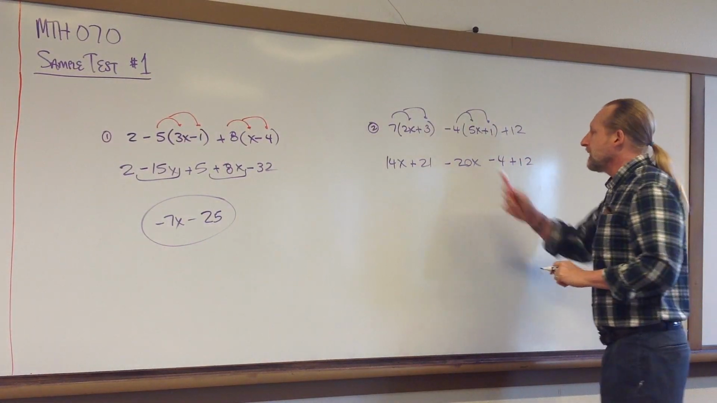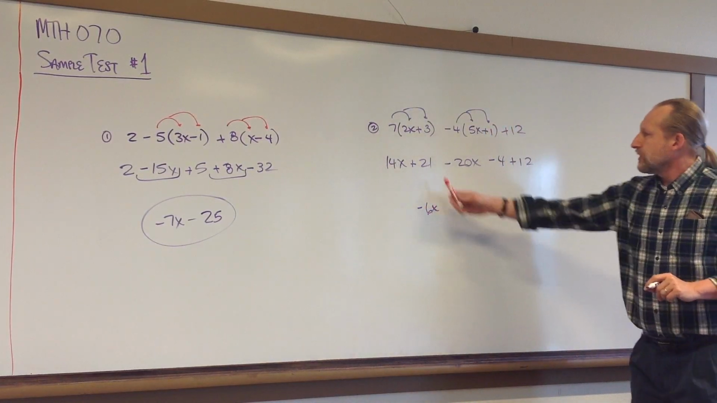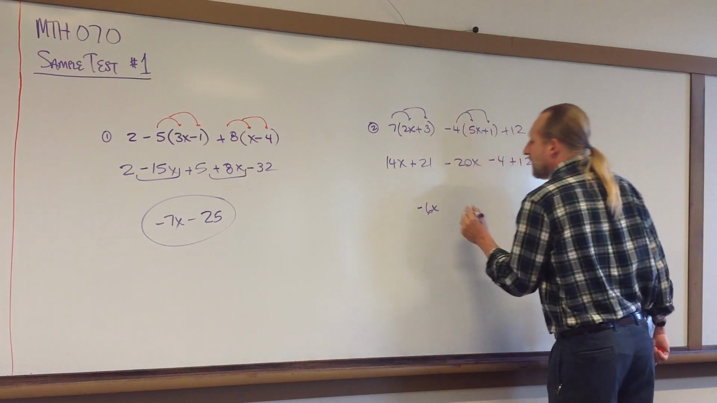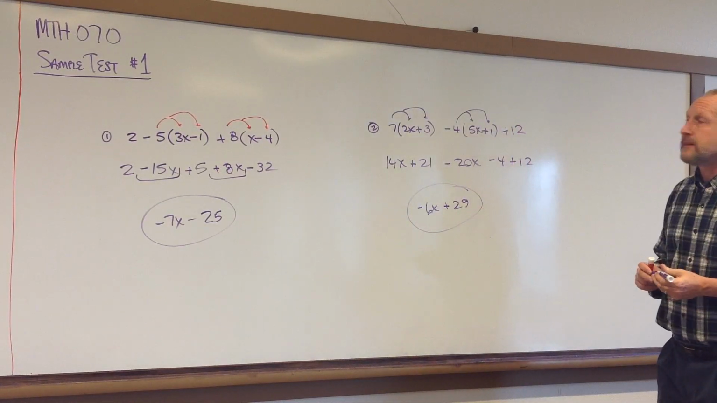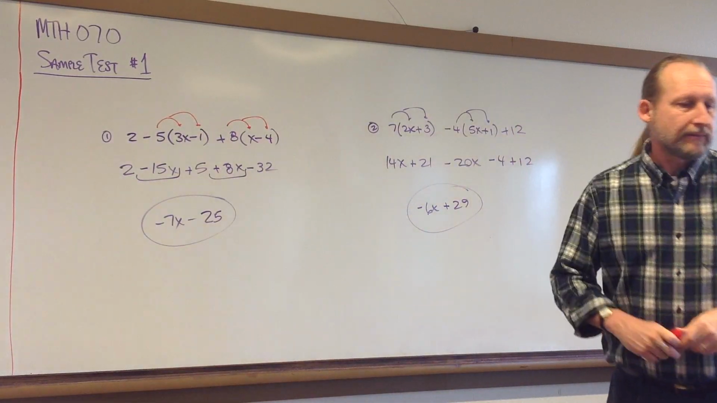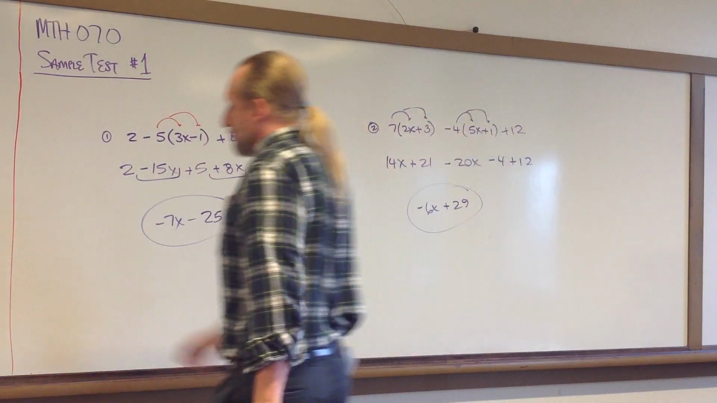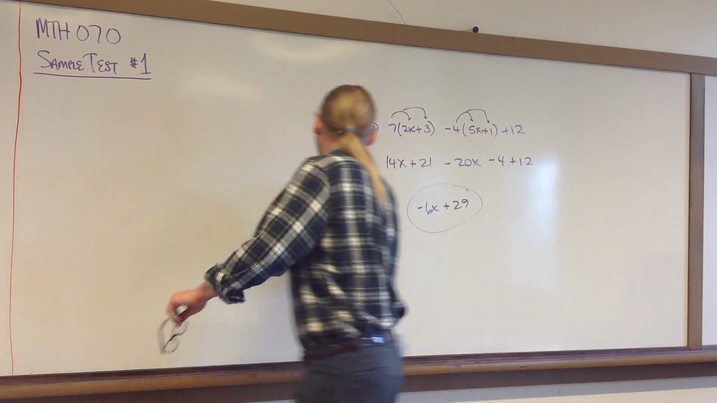So 14x and negative 20x will give us negative 6x. Let's see, 21 and 12 is 33, and then minus that 4, we'll be left with positive 29. Okay, so those are the first two problems on simplifying, and now we'll look at the substitution problems here.